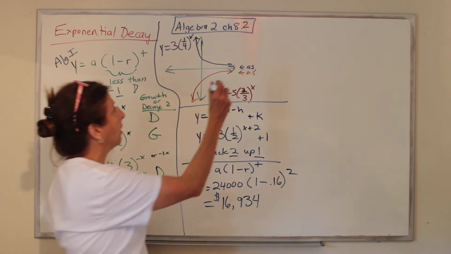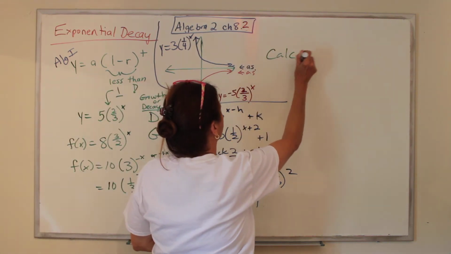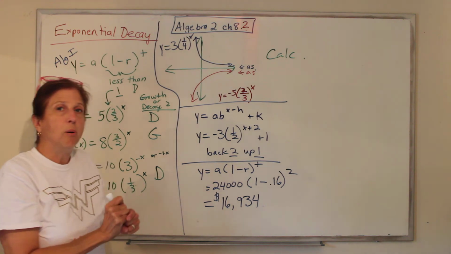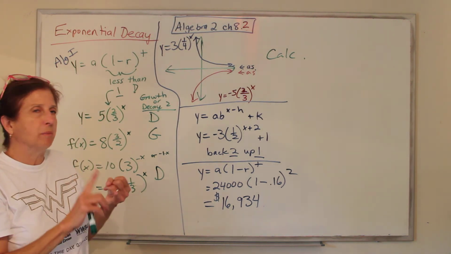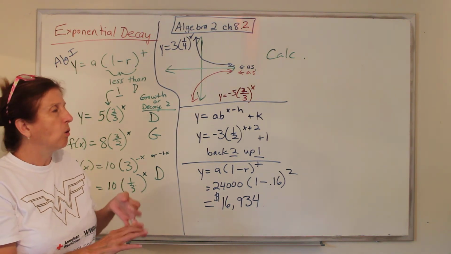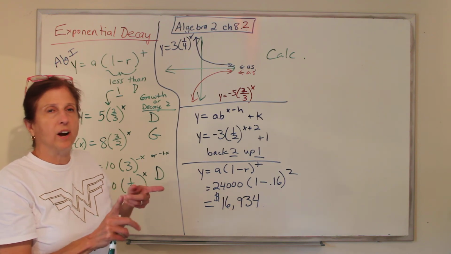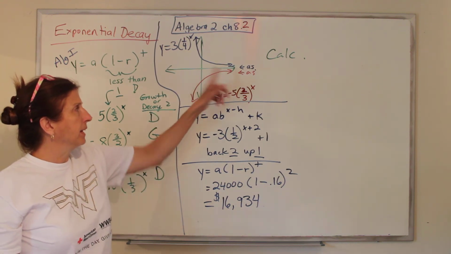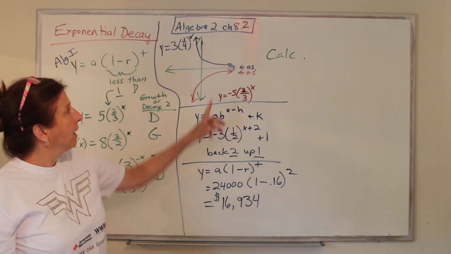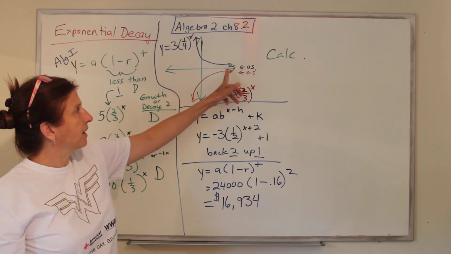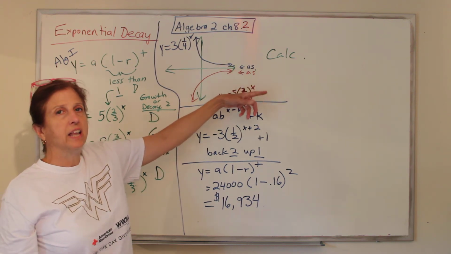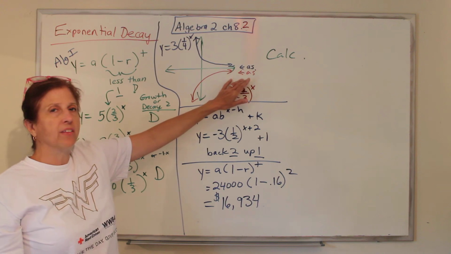I want you to do all of these on your calculator. I want you to get your points, your if-then, from either table or you can get it from trace. And then I want you to get some points and graph it. Just like a growth, it gets closer to a line without touching it, which is called the asymptote.